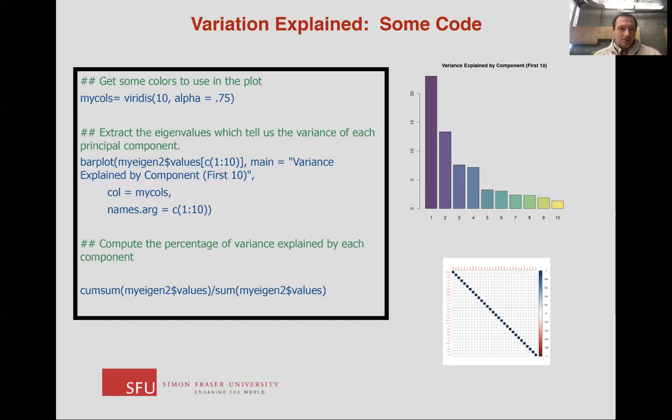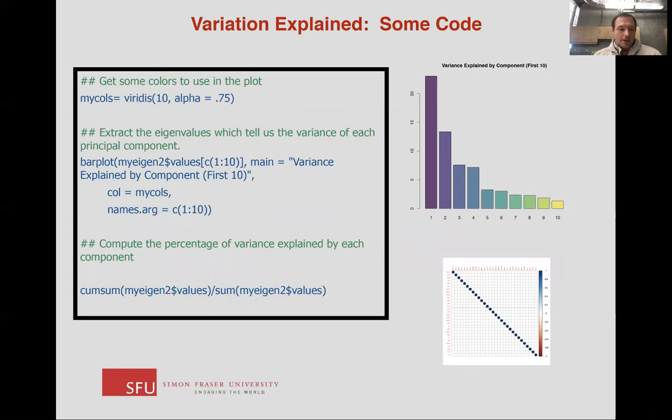So I used Viridis to get 10 colors. I extracted the eigenvalues from the object myEigen2, and that's what you see in the bar plot call there. The names.arg argument gives the names for each of the individual bars you see there.